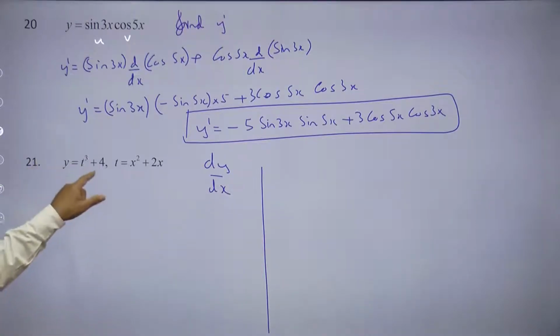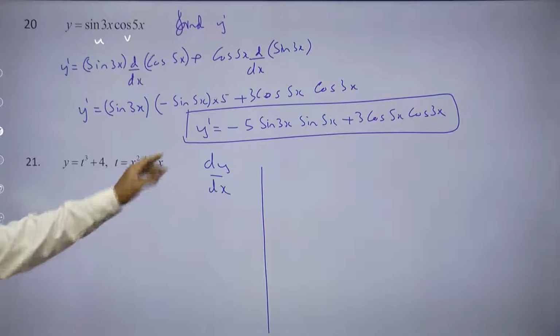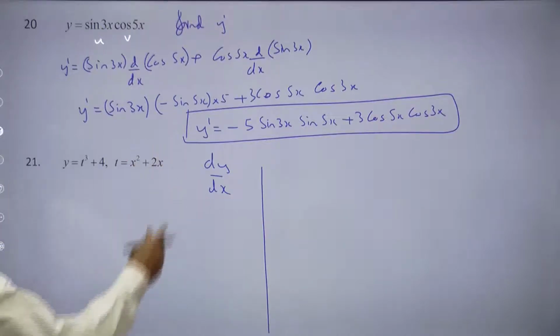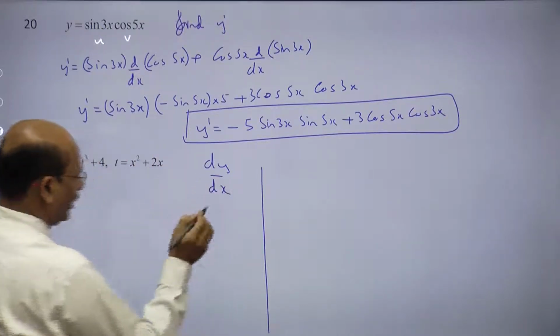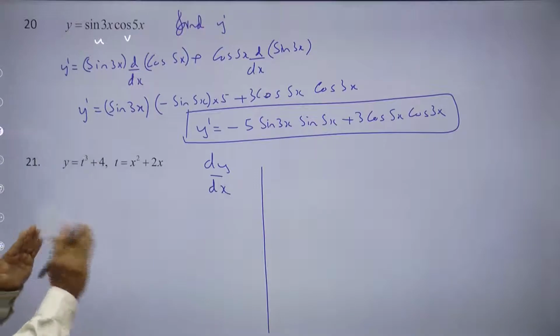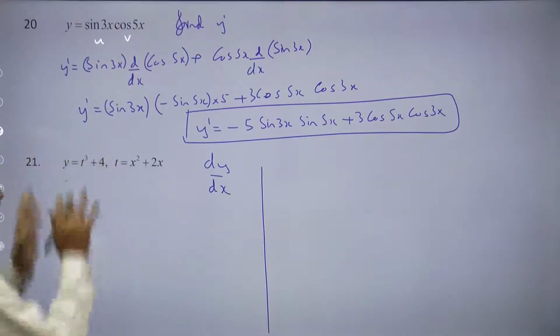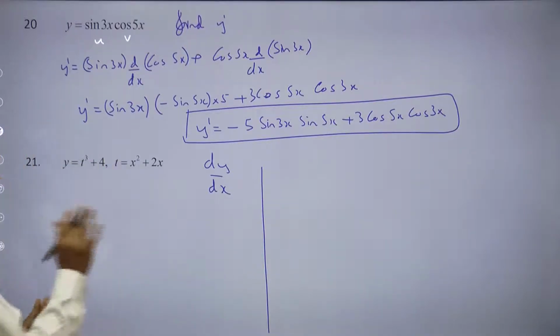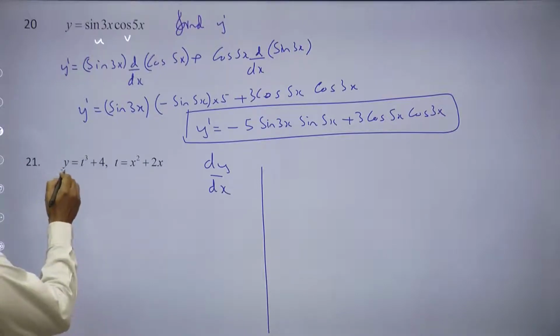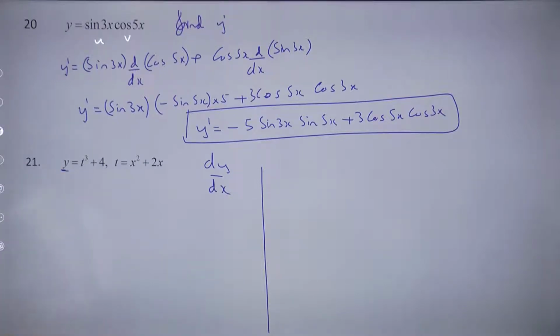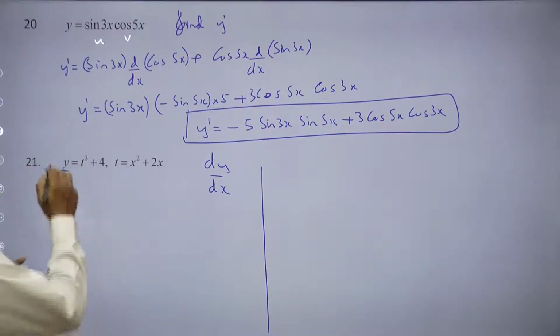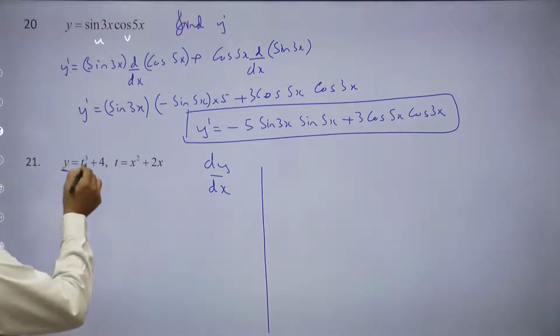y is equal to t cube plus 4, t is equal to x square plus 2x, find dy by dx. Now, important is they are asking you dy by dx. One way is doing as the functions are given to you. If I want to find the derivative of this y, what is the derivative of y? But the available variable is t. That means you have to differentiate y with respect to t.